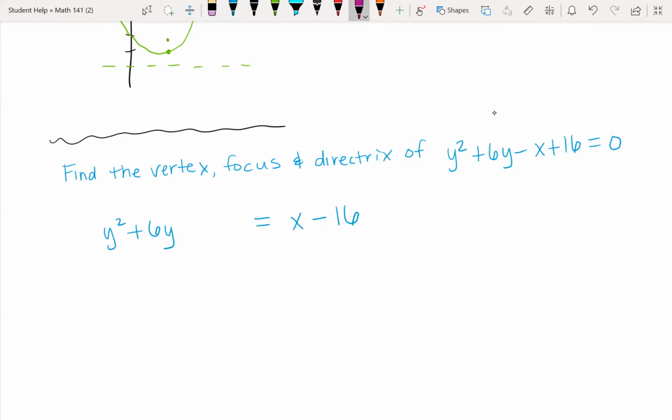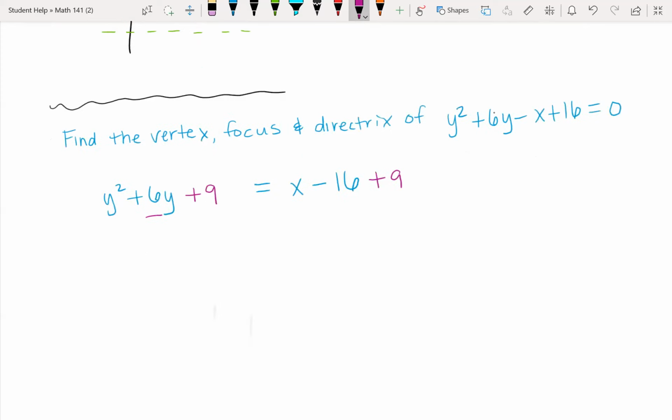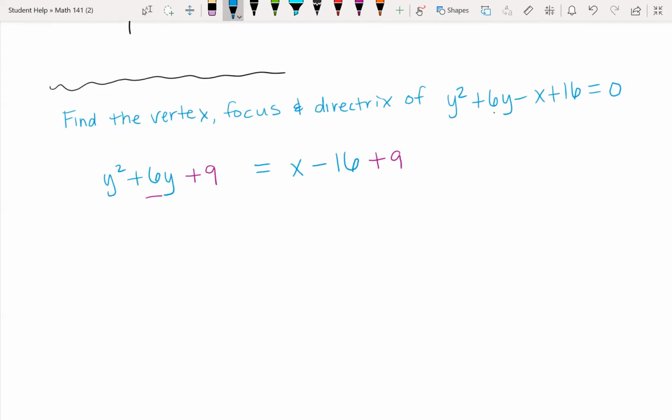So I take half of 6, which is 3, and then I square that. 3 squared is 9, so I'll add 9 to both sides to keep the equation balanced. Let's simplify what we have. The left side simplifies into y plus 3, the quantity squared. And on the right, we have x minus 7.